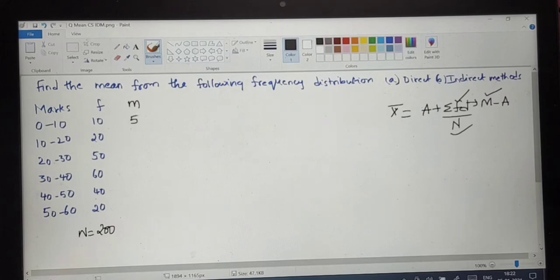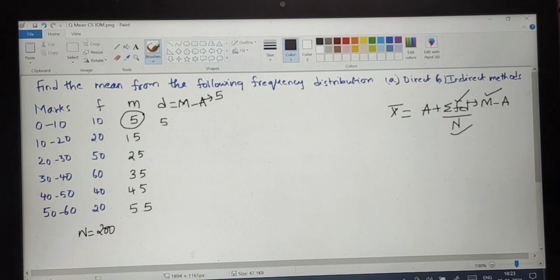So let me write down the midpoints directly. Okay, so these are the midpoints. Now I'm going to assume one midpoint from this, because I have to find d. D equal to midpoint minus assumed mean. Okay, so here let me take the shortest value, which is 5. So my a represents 5.